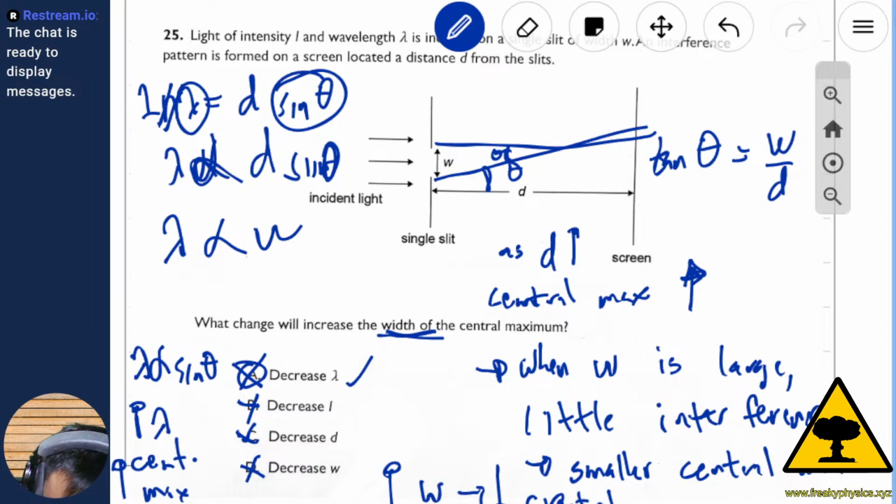So this is the idea here. The correct answer is D. Sorry, I forgot about interference. I forgot what it meant. So basically, what's going to happen here?